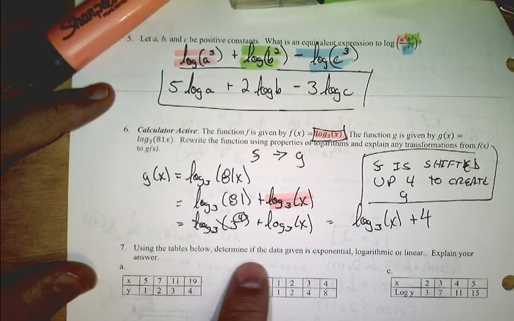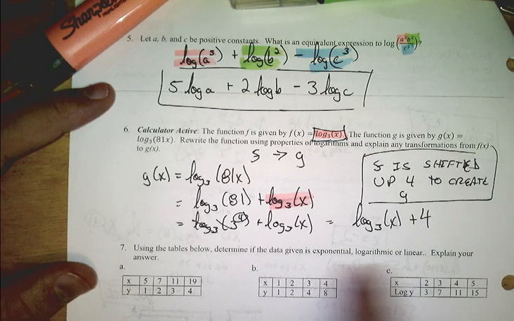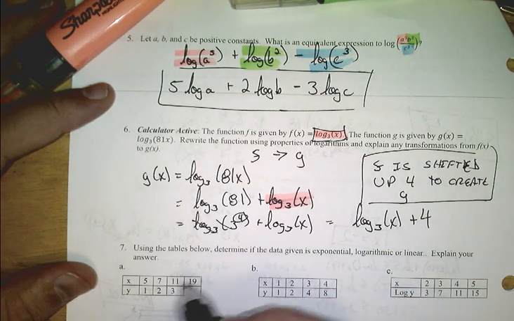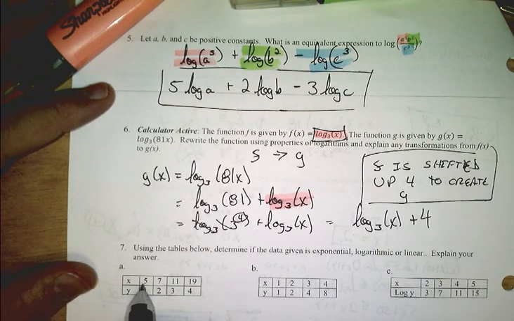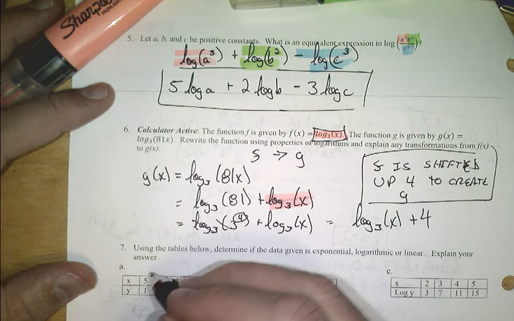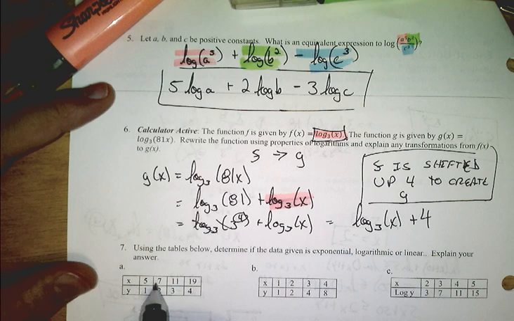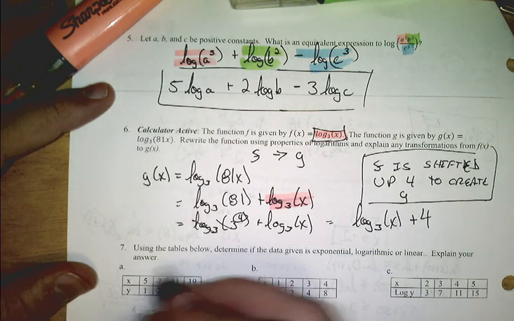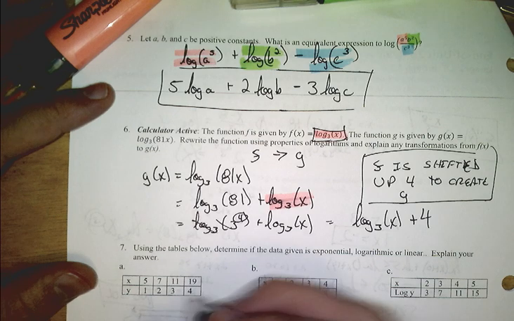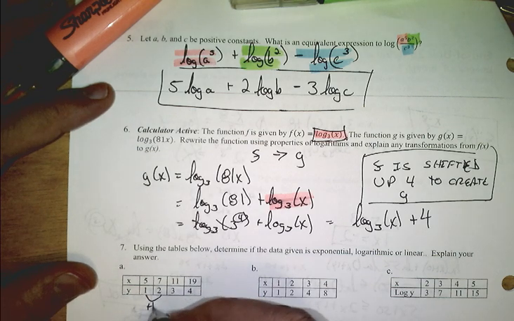Using tables below, determine if the data given is exponential, logarithmic, or linear. So we explain our reasoning. So here we're going to check to see what is the jump from one to the next. So this one is +2, +4, +8. So that one is not quite, so this is not a constant. Here this is just +1 each time.